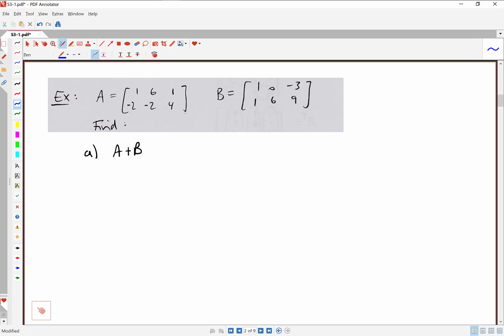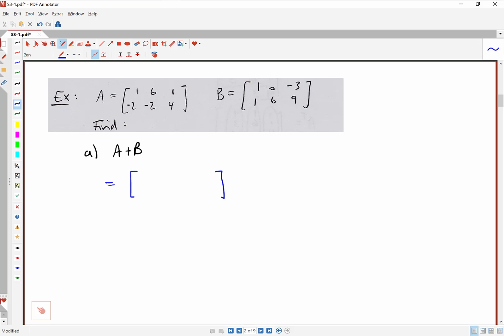So here we're going to practice some arithmetic operations with matrices. We've got 2 matrices given to us, and first thing we're going to do is find their sum. So notice that the matrices have the same size. They're both 2 by 3. The way we're going to add them together is we're just going to add the corresponding entries.